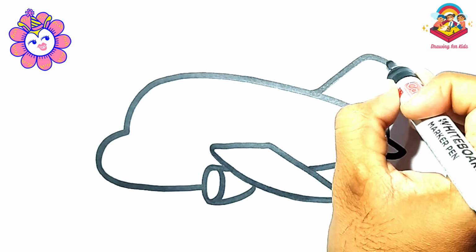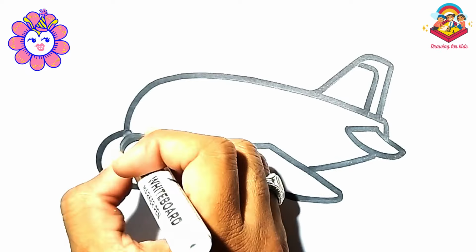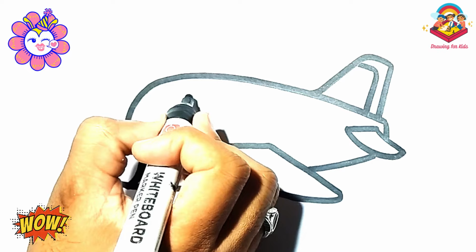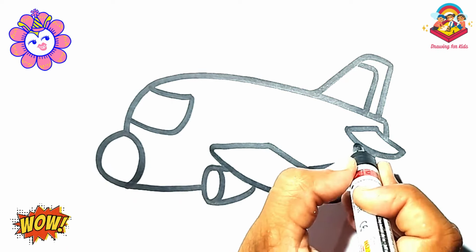Now we draw the tail of the airplane. Draw the cockpit at the front of the oval. Draw a small semicircle.